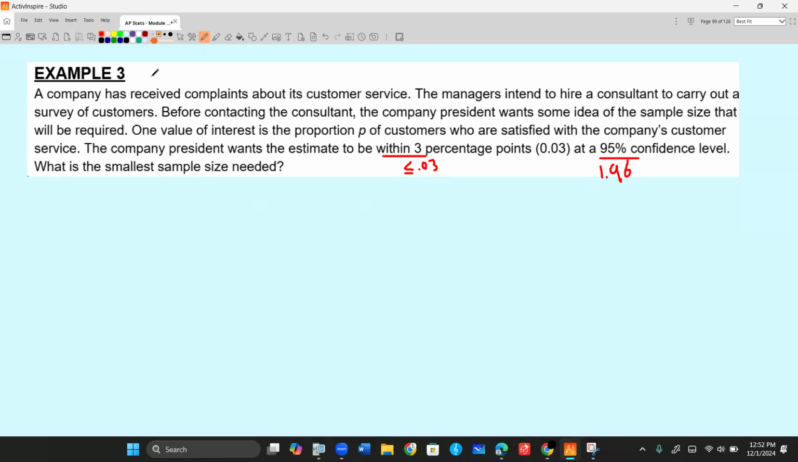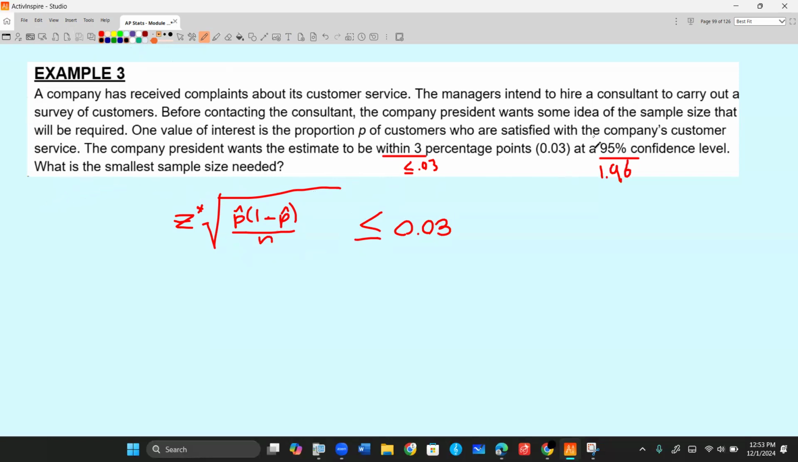So let's imagine what this is going to look like first. Before I get into more formal things, we want to think about this. It's that Z star, I'm just going to write this out for now, times the square root of p hat, 1 minus p hat, over n. And what I want is for it to be within 3 percentage points. So I don't want my margin of error to be anything above 3%, so less than or equal to 0.03. Now in this question here, are we provided the sample proportion?